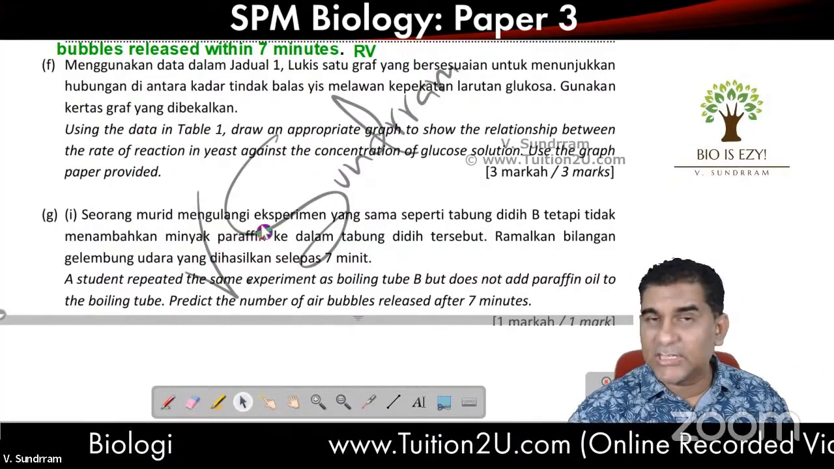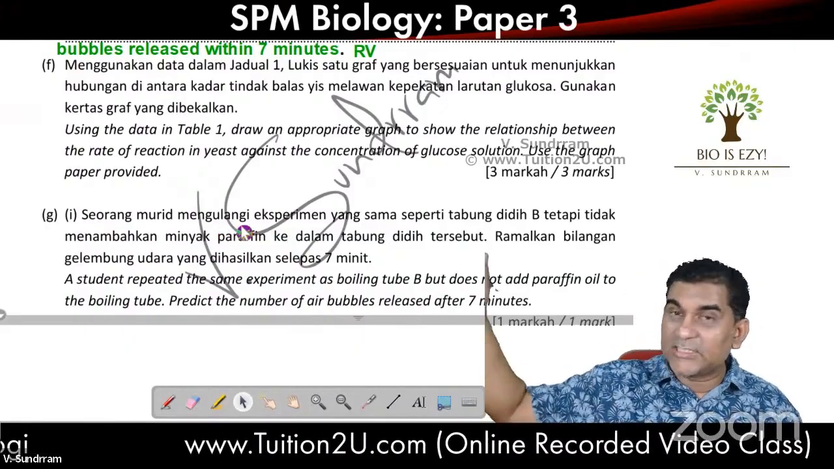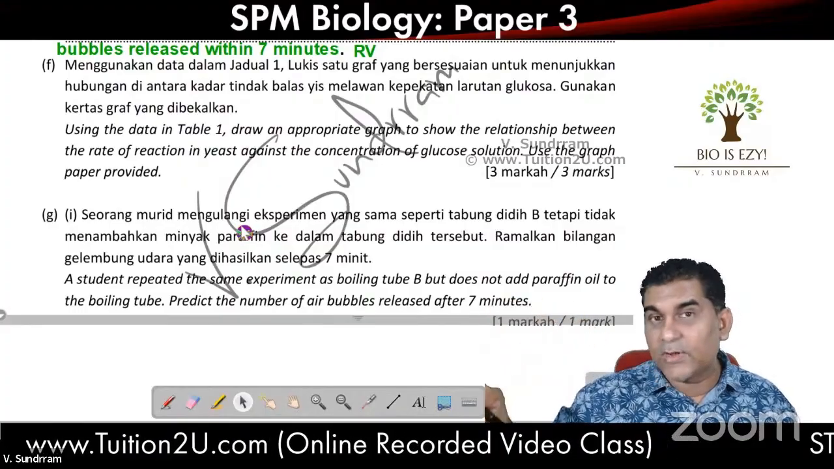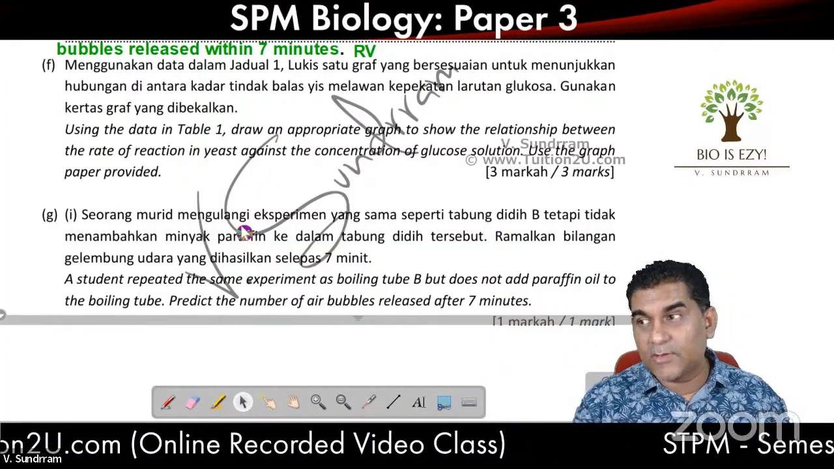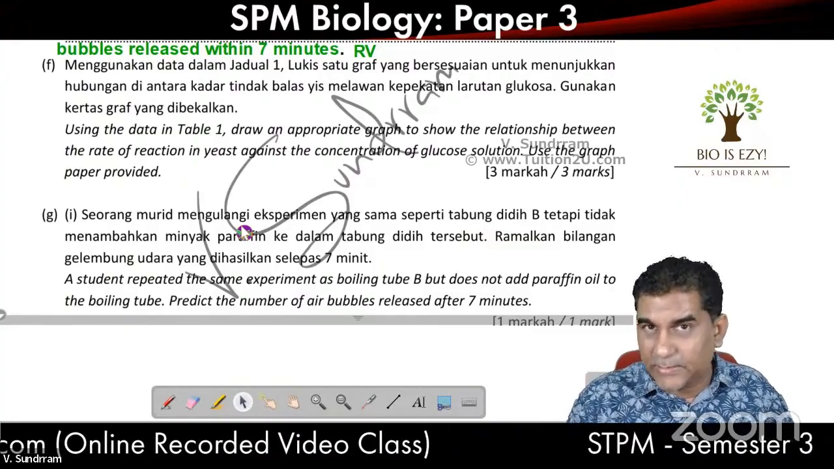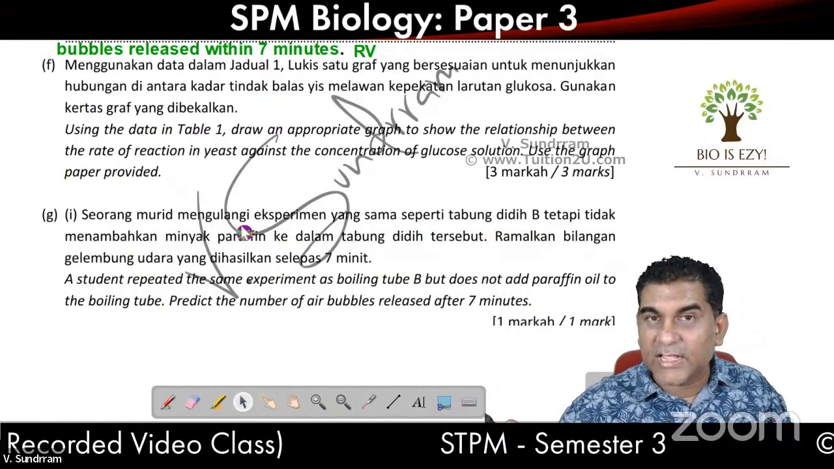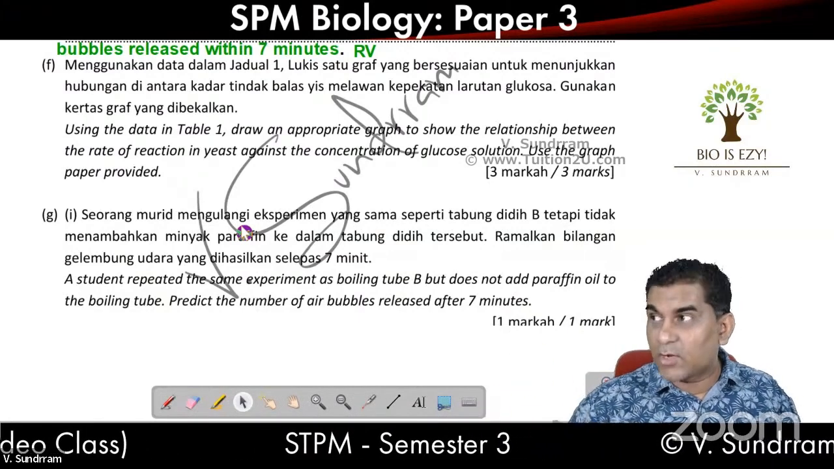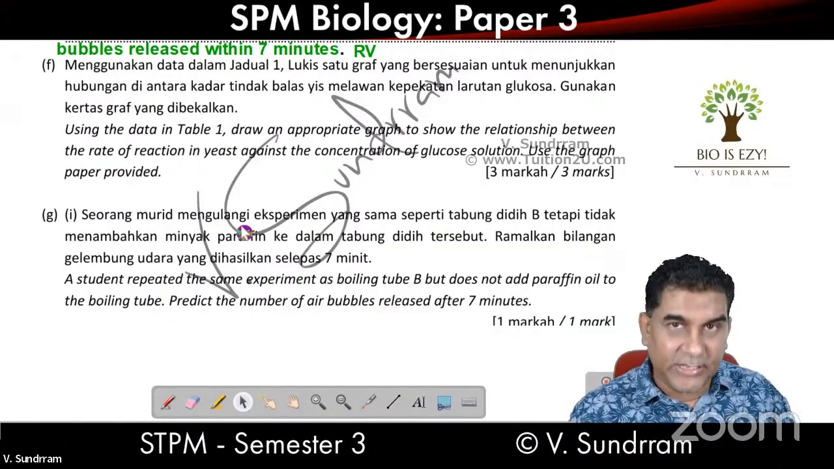Prediction, basically what they are going to do is, every answer before this, generally we focus on the manipulated variable and responding variable. Rarely we use the constant variable because it's constant, it doesn't affect the experiment. So the last question is where the constant variable will come to light. So the last question is where we normally change the constant variable and then ask you to predict.